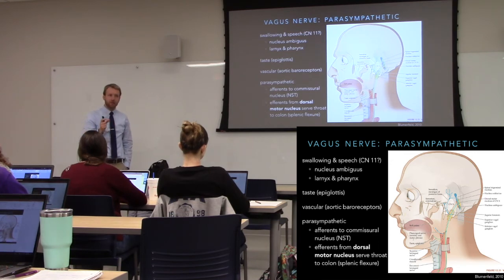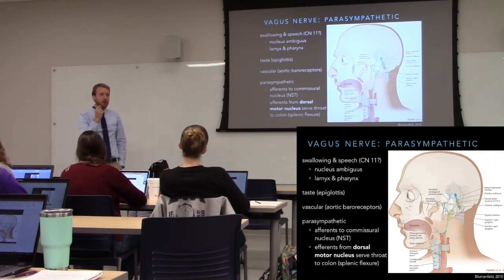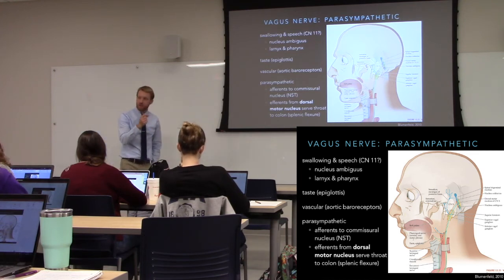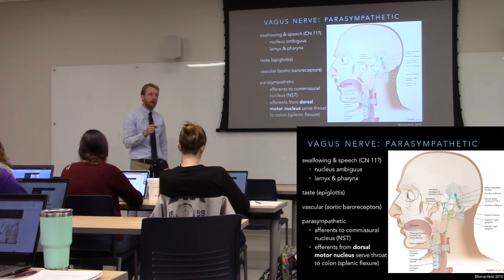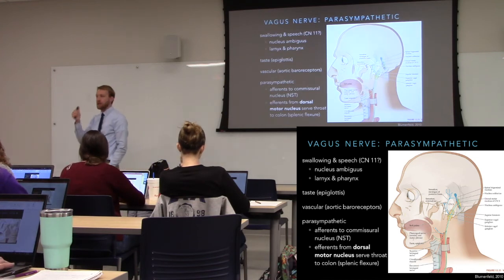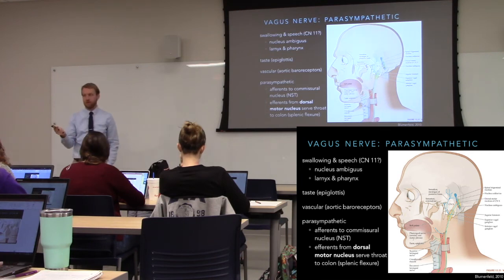So 9 and 10 are very similar. 10 has a much bigger footprint in the lower parts of the body and a bigger motor footprint as well. Whereas cranial nerve 9 is going to have more of a sensory function, still motor, but it's going to have the blood gas and blood pressure sensing and a far greater role in taste than cranial nerve 10. But you can see here, very similar function.